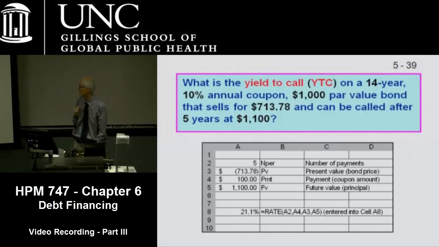And here it's $100. So you can see it's $1,100, meaning that there's a $1,000 principal plus $100 for the call premium. So in fact, on this bond, the yield to call would be 21.1%. That would be the yield to maturity if it was called and you got that $1,100.